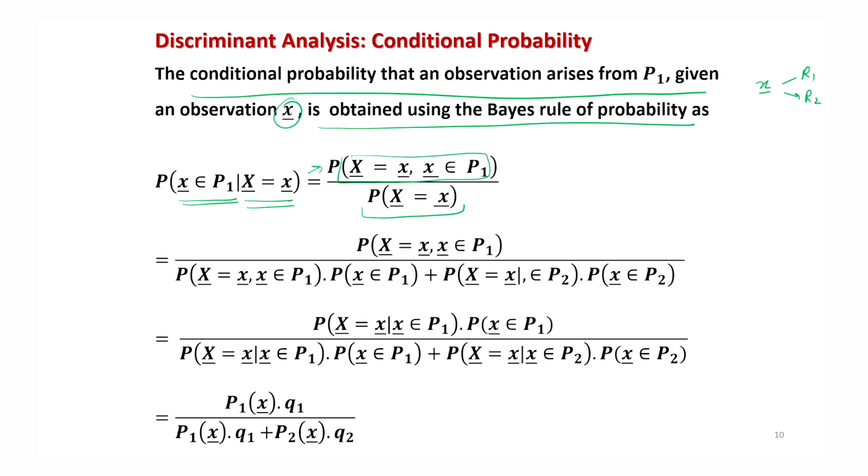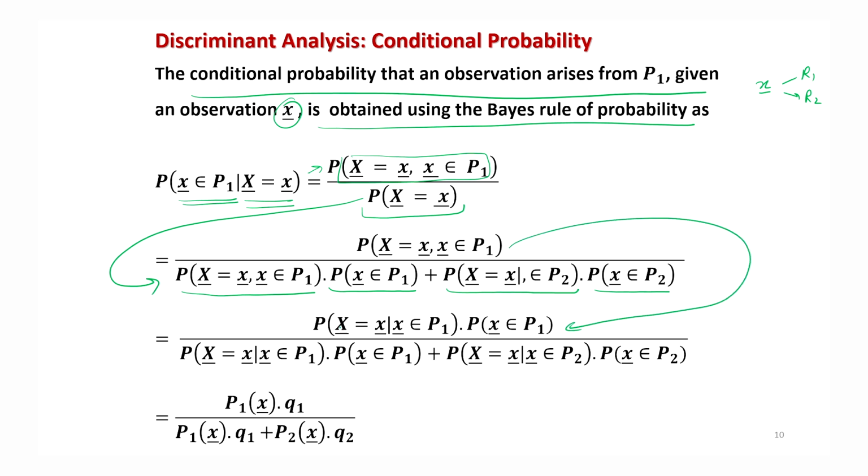Now this probability in the denominator can be written as the joint probability of X equal to x and x belongs to P1, into the probability that x belongs to P1, plus the joint probability that X is equal to x given P2 and the probability that x belongs to P2, right? And then the probability in the numerator can also be written like this: the conditional probability X equal to x given x belongs to P1 into the probability that x belongs to P1.